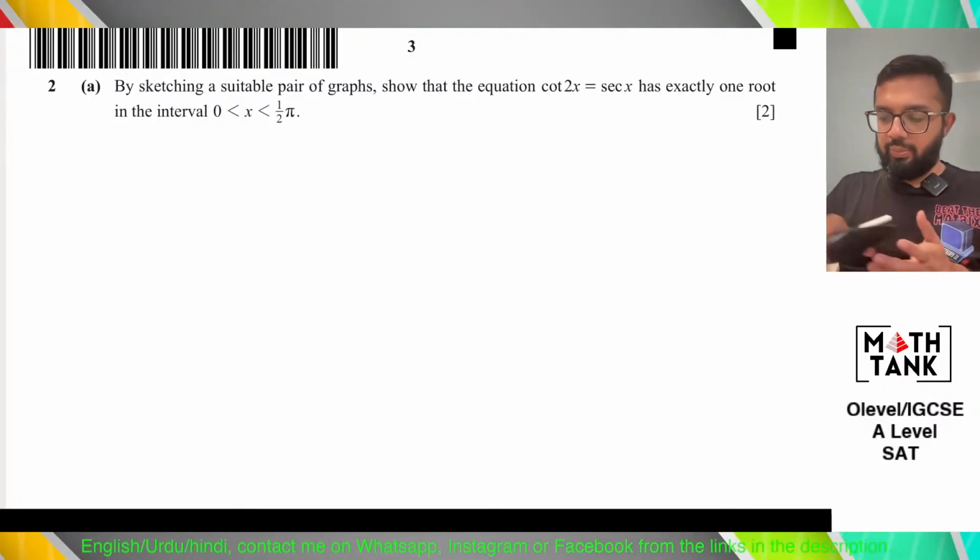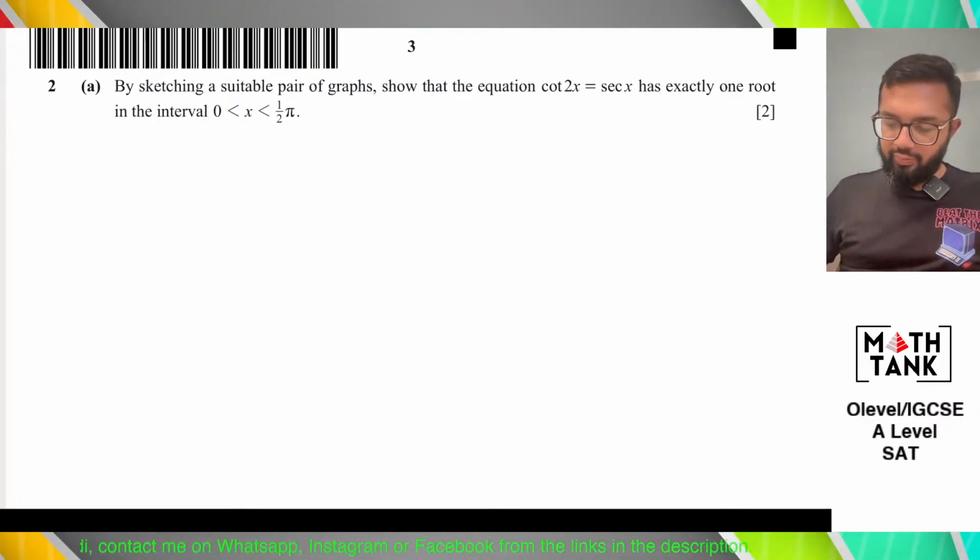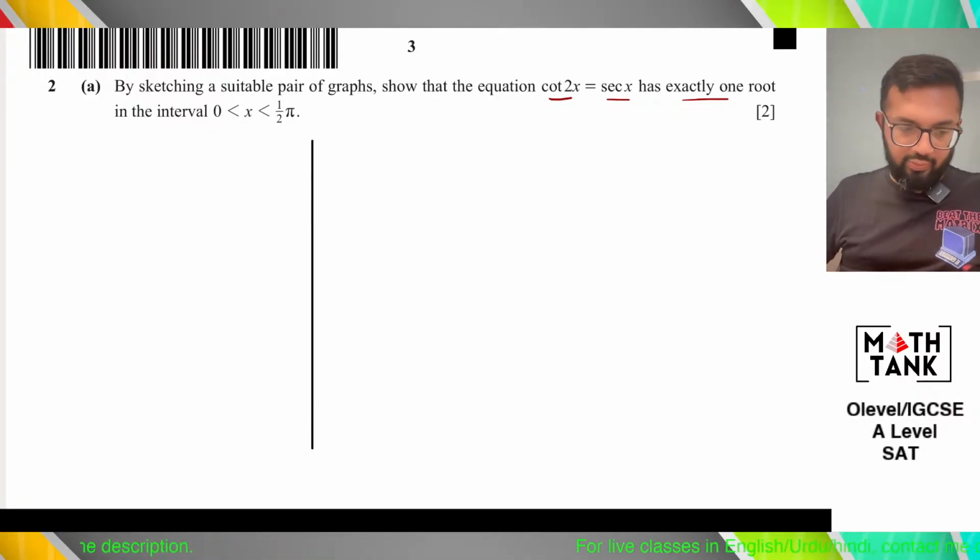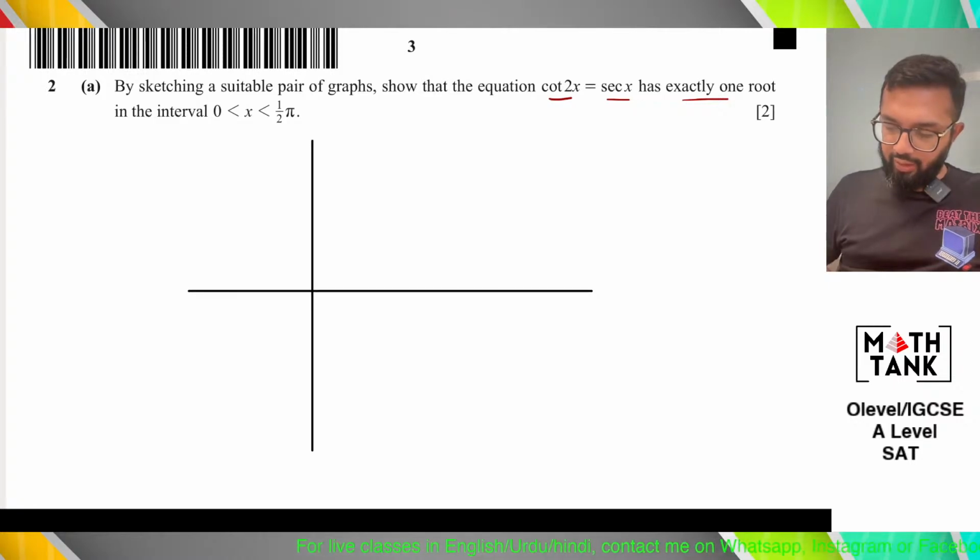The next question says, by sketching a suitable pair of graphs, show that the equation cot 2x equals sec x has exactly one root in the interval given. Now, drawing these graphs, it's a process; you should remember the process. I just need to go up to 90, so I'm just going to write pi over 2.